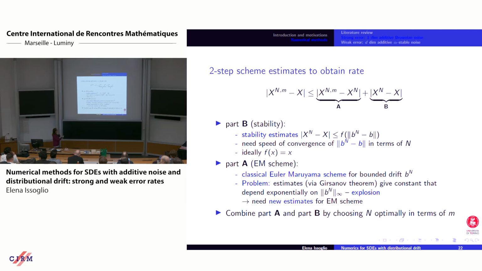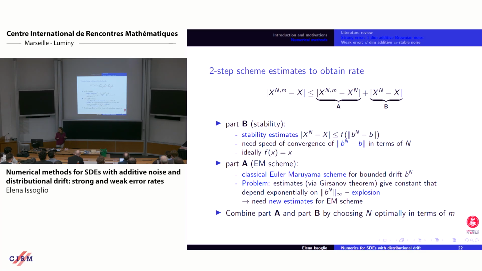In fact, that's why there is this F here, because we didn't find a standard stability estimate where F is the identity. But we have a power. We have Bn minus B to some power, which is smaller than 1. So we don't like it. And then you control the other term, which is the Euler scheme. So in principle, this is classical. It's an Euler scheme. You can just use classical methods.